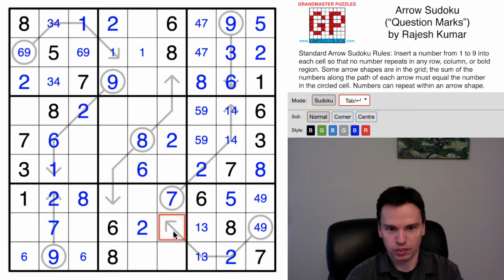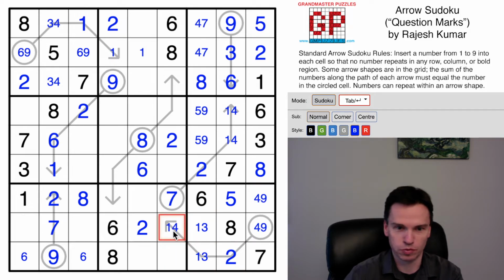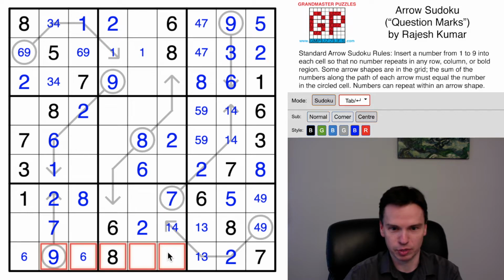What can then work on this arrow? Well, 1, 1, 1, 2, or 2, 1, 6, that doesn't work. 2, 3, 4 works. This is a 1, 4 cell. And something that you can interpret from that is actually this is a box where there aren't many cells left for a 9 to go.